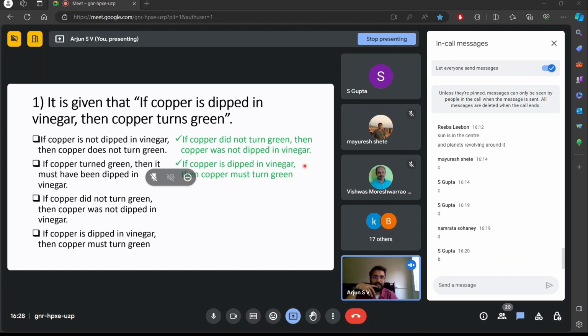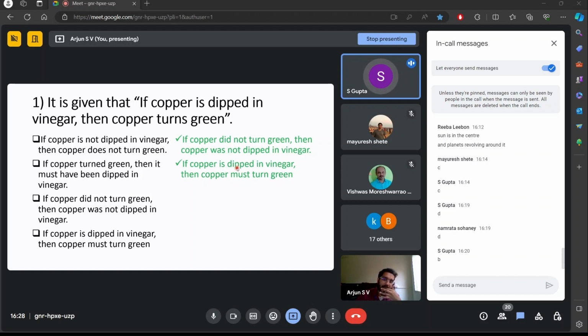And the second option is just a different version of modus ponens. If A happens, B happens. A is there, so B is also there. Okay, it's a kind of necessity, sir. Yes, exactly. It should, it must. So there are two things, necessity and possibility. So it is necessity, sir. Yes, they didn't say copper may be turned green. If they say copper may be turned green, then it is a wrong conclusion, because they are giving that if copper is dipped in vinegar, then copper turns green. So if copper is dipped in vinegar, then it must turn green. Okay, sir. But sir, what about the first?